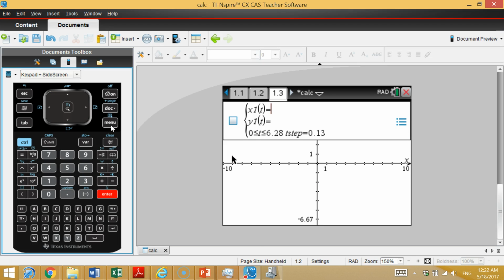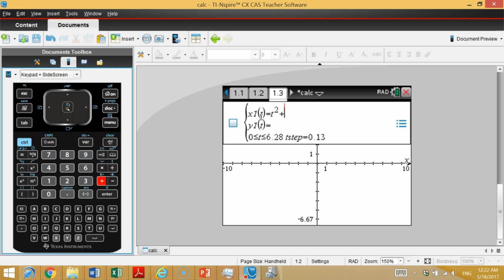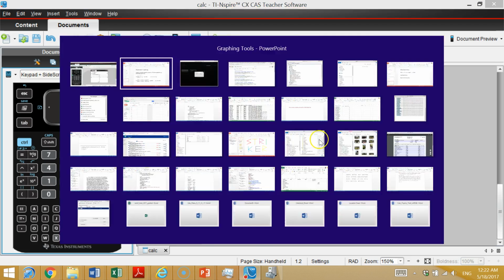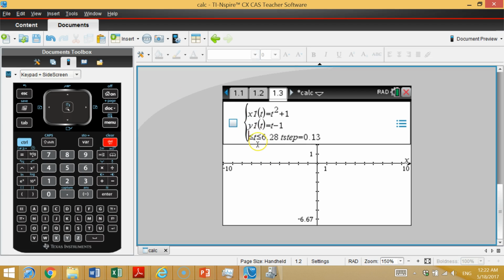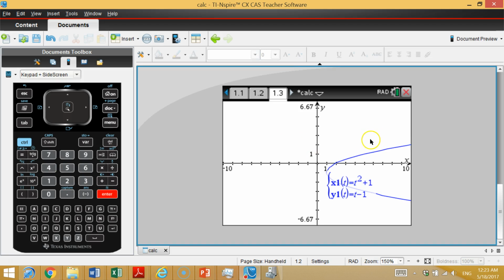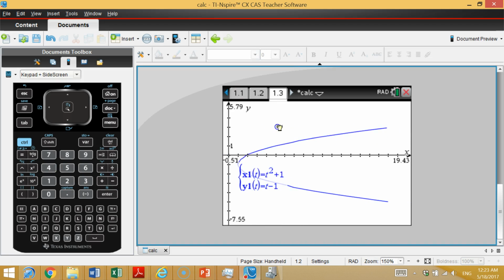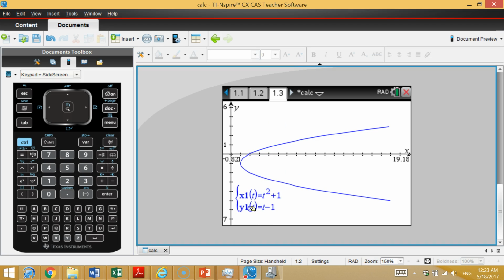Now I just type in my equations. So x looks like t squared plus 1. Got to use t because it says x of t. So I'm going to do t squared plus 1. And y is going to be t minus 1. And notice they have t going right now from 0 to 2 pi. I want t to go from -4 to 4. Now I will say I haven't played around with this quite as much, so I don't really know how the zoom things work with this. You can play around with them if you want to, but everything else works the same.